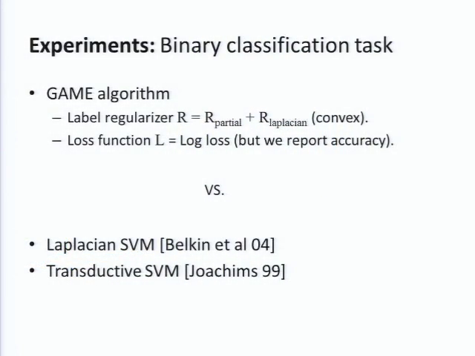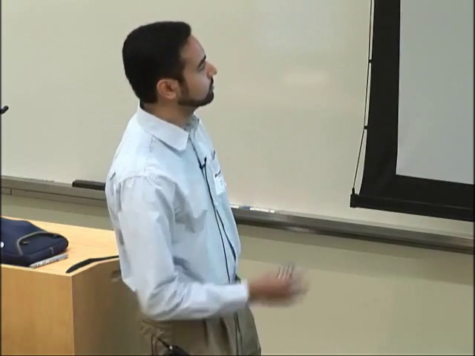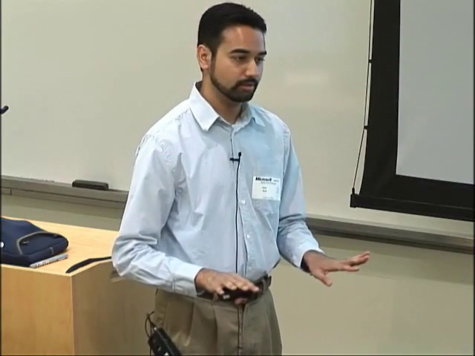So for the first set of experiments, we tried it on a binary classification task. We compared our algorithm to some semi-supervised learning variants of support vector machines. The first is Laplacian SVM, and the second is transductive SVM. For our game algorithm, we used the regularizer that I talked about earlier. For each example, we gave a set of possible labels that it might have, plus a Laplacian regularizer. And in all the experiments that I'm going to report, the algorithm uses log loss for its objective, but in the results, I'll show you accuracy.